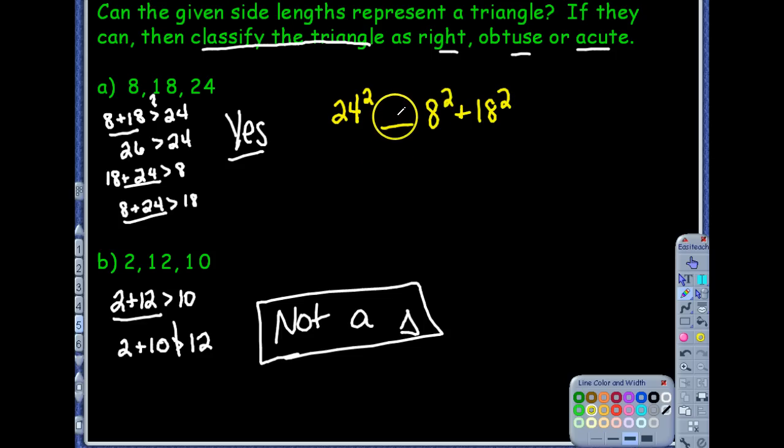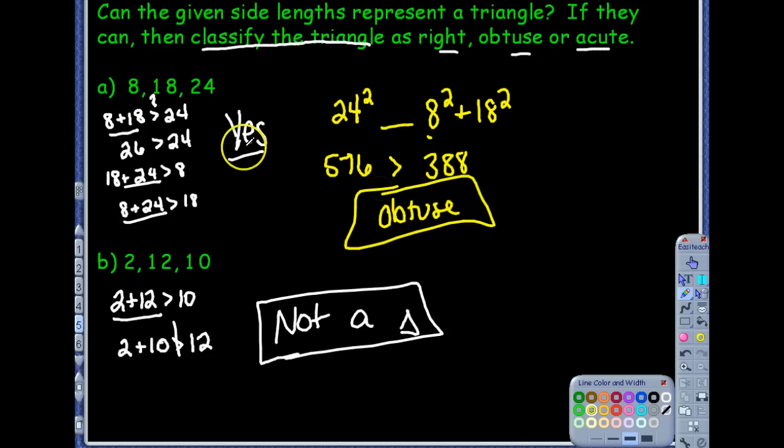So in this case, we're not just saying, is it right? We're trying to decide what it is. Okay, so 24 squared is going to give us 576. And then 8 squared plus 18 squared adds up to 388. And so that is greater than, so that means this is an obtuse triangle. Love it. So yes, it's a triangle.